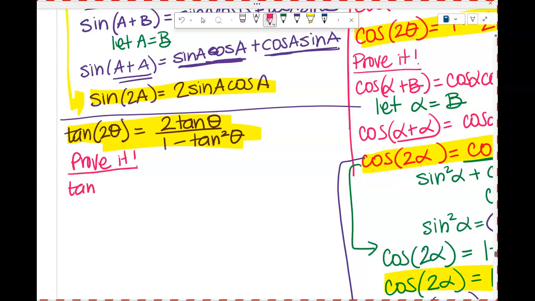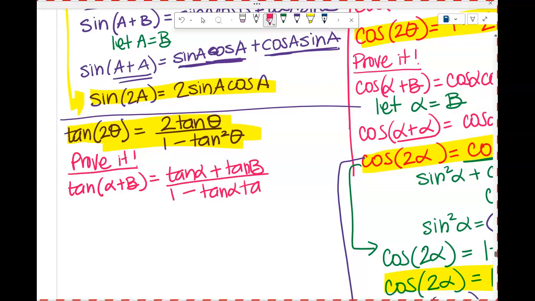So let's start with the tangent of alpha plus beta identity. Based on that, guys, it's tangent of alpha plus tangent of beta all over 1 minus tangent of alpha times tangent of beta. And very similar process, we are going to let alpha be beta. Okay, the same thing, alpha be beta. So because alpha and beta are the same, as you guys saw already, we can take alpha out or beta out and use the other.